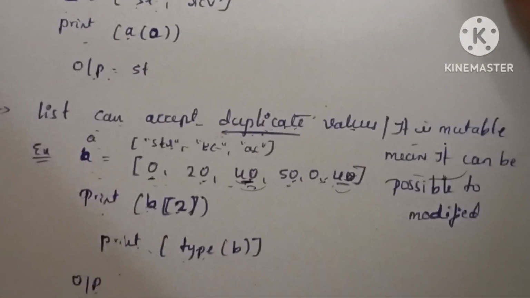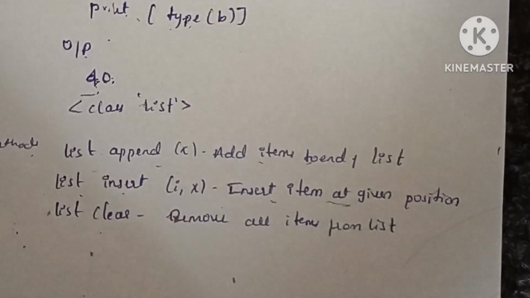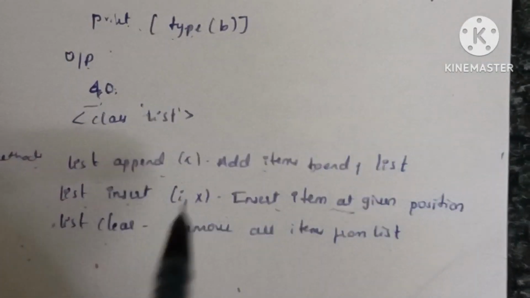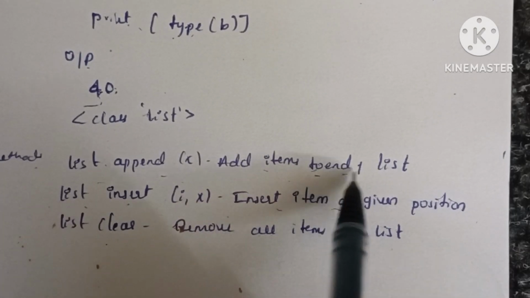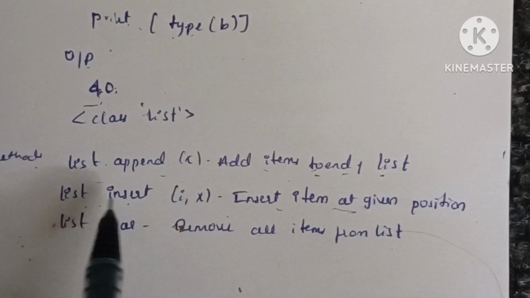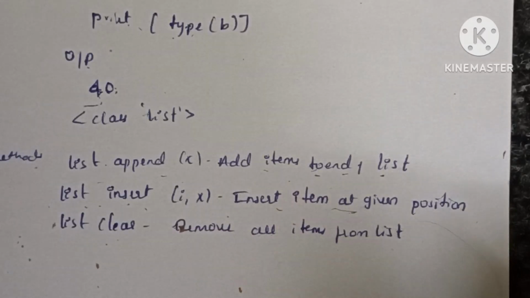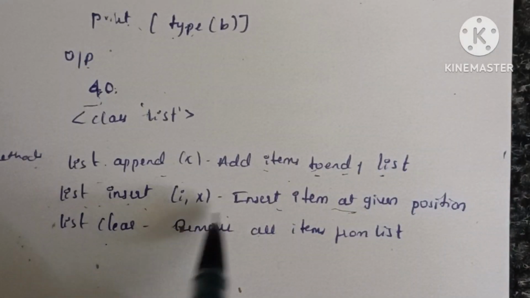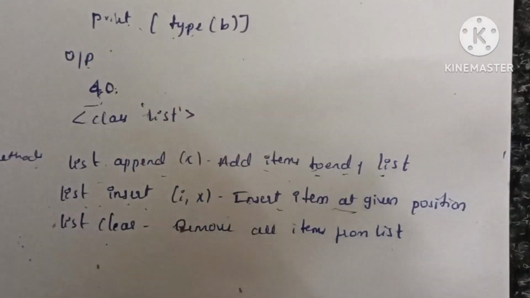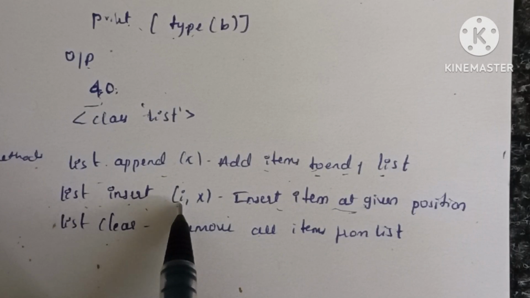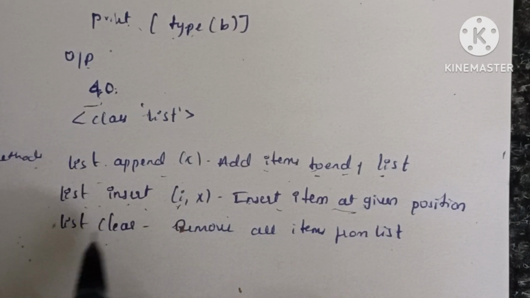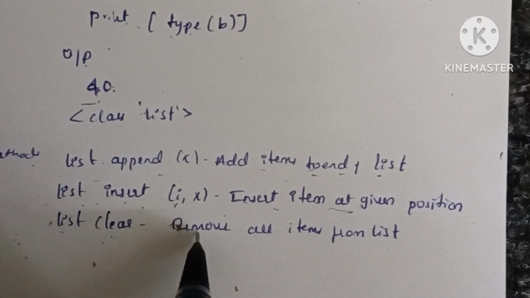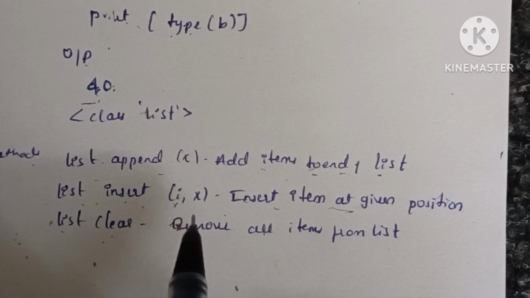And some different methods are there in a list. list append means it adds items to the end of the list. Okay, and list insert means inserting items at a given position only, like i comma x, at the given position only it inserts the values. And list clear removes all the items from the list.